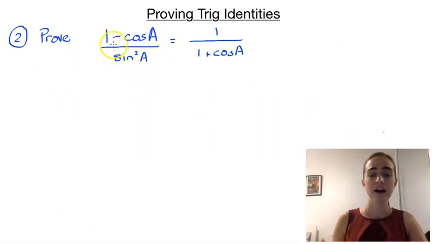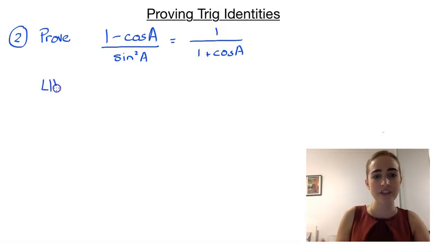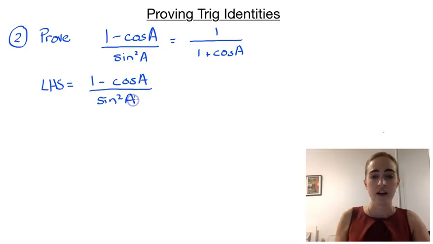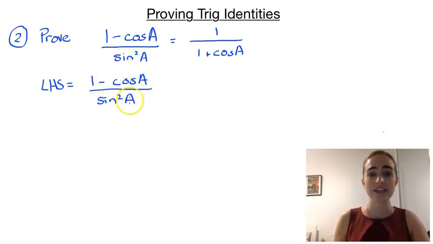Our second example asks us to prove that 1 minus cos A over sine squared A is equal to 1 over 1 plus cos A. So same thing, we're going to start with the left-hand side of the equation and rewrite it to start with. So 1 minus cos A over sine squared A. Now one of our identities, the first Pythagorean identity, told us, and I'm just going to write it shorthand here, that sine squared plus cos squared was equal to 1.